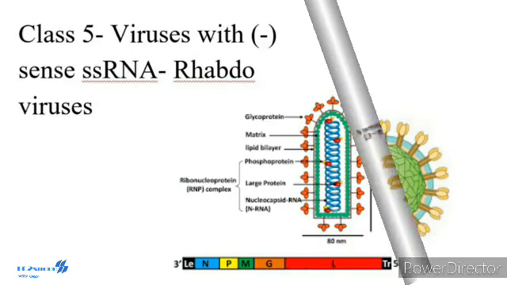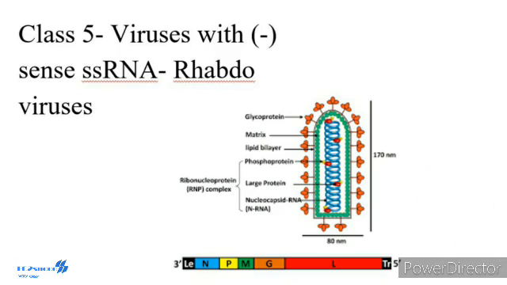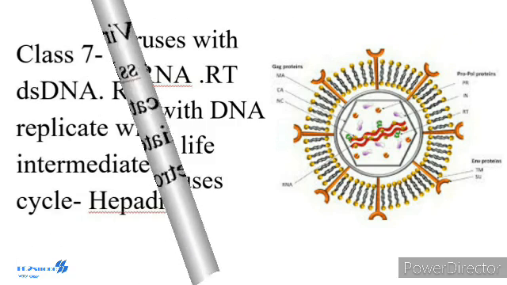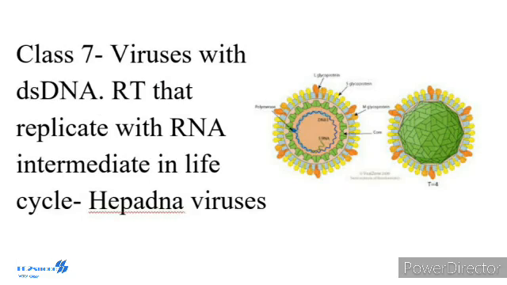Class 5, viruses with antisense single stranded RNA, example rhabdoviruses. Class 6, viruses with sense single stranded RNA and reverse transcriptase that replicate with a DNA intermediate in the life cycle, example retroviruses. Class 7, viruses with double stranded DNA and reverse transcriptase that replicate with an RNA intermediate in the life cycle, example hepadnavirus.